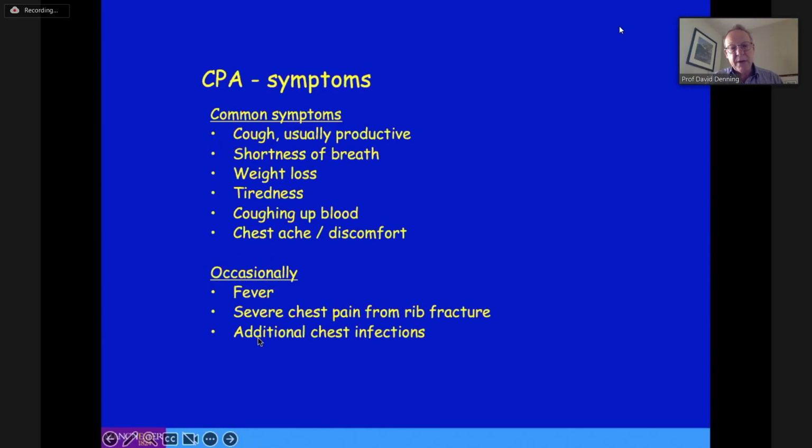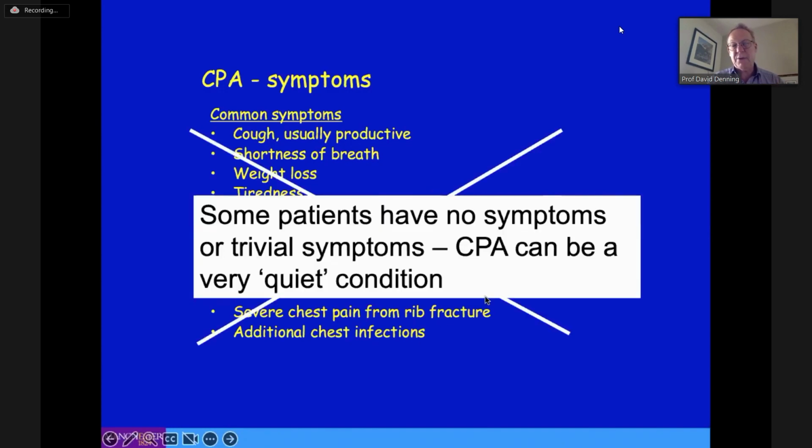You sometimes get fever. Sometimes the coughing is so severe you get rib fractures, so chest pain, and they certainly do get bacterial infections as well. So there's often some coexistent bronchiectasis and distortion of the pulmonary architecture. So bacteria are often grown and need to be treated in many of these patients. And some patients have very few symptoms. CPA is a very quiet condition. It's completely unlike pneumococcal pneumonia. Many of the patients have very few symptoms, and it trundles along slowly, gradually getting worse over many months and years. And that's why some of the patients present quite late.